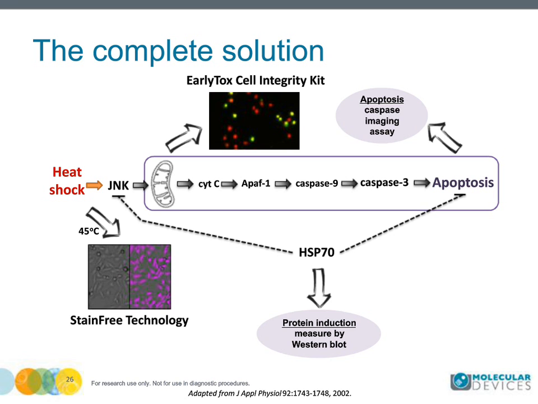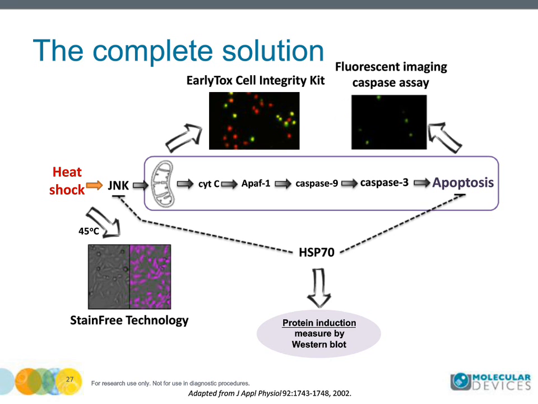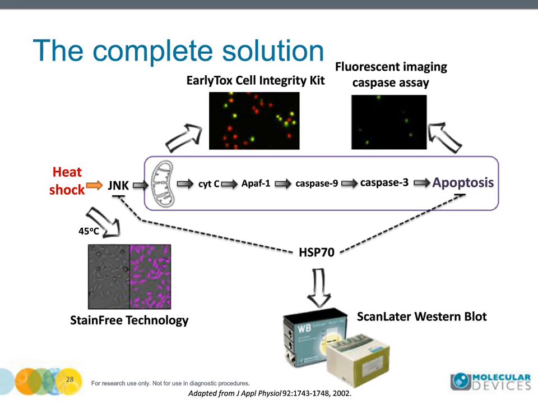We did a fluorescence imaging caspase-based assay to get into more detail on the mechanism of the cell death and saw that most likely this was occurring through the apoptosis pathway. And then finally, we used the ScanLater Western blot system to look at induction of HSP70 in the control and experimental populations and see that we get less induction in the stressed cells, potentially causing them to be more susceptible to apoptosis.